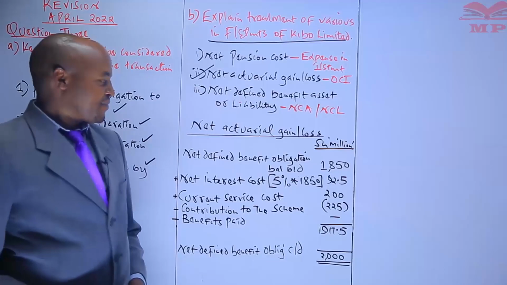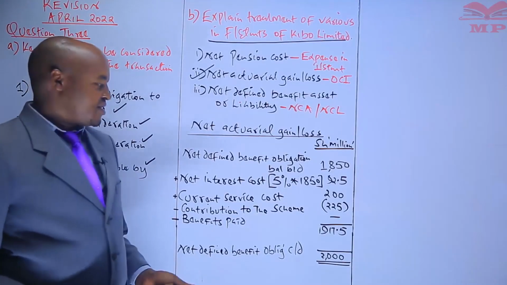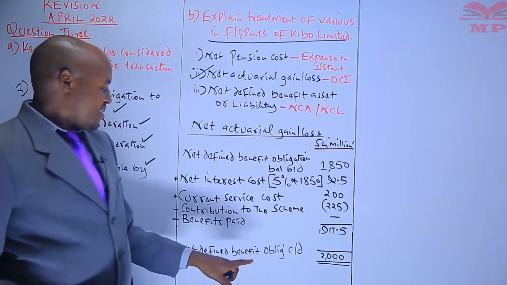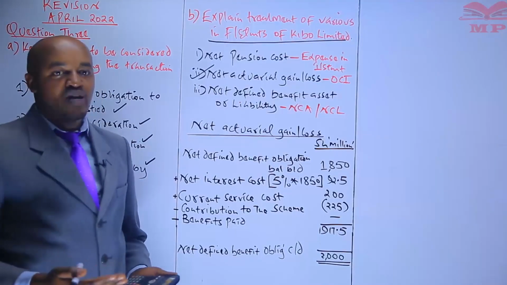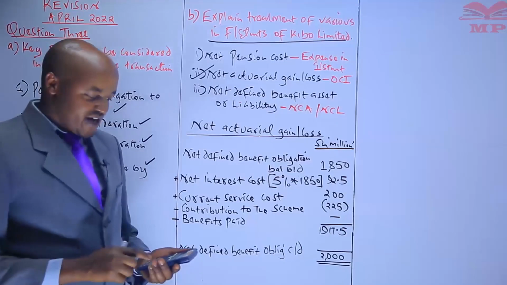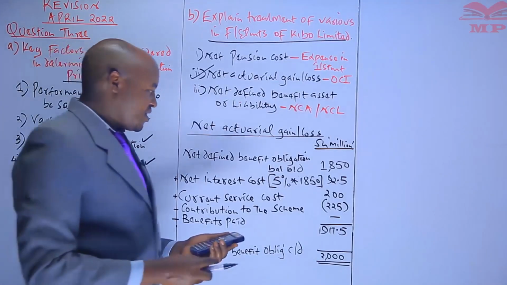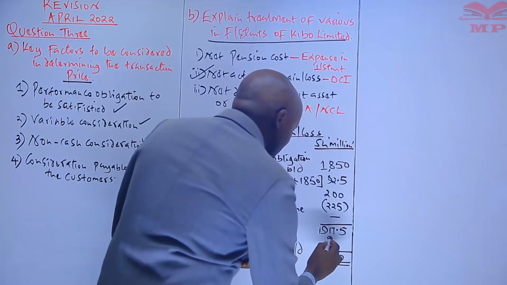The expected net defined benefit obligation, but you can see based on the actuarial valuation done at the end of the year, the net defined benefit obligation at the end of the year was determined to be 2,000. So we can say that there is an increase in the value of the liability. How much is our increase? We get the difference. The difference here is 82.5.